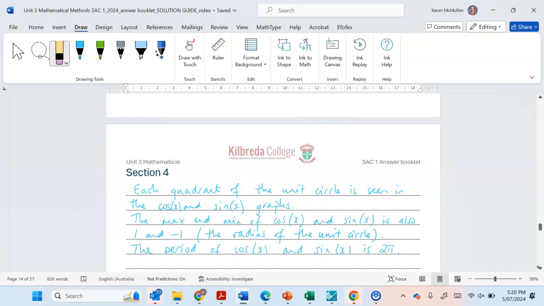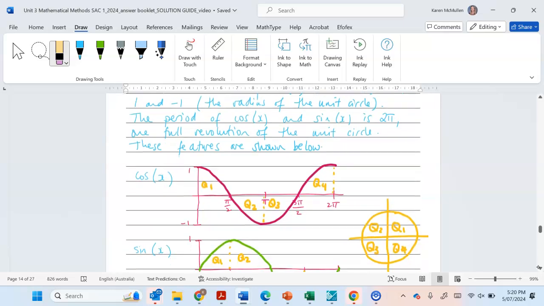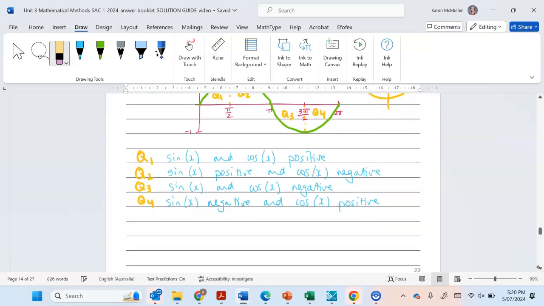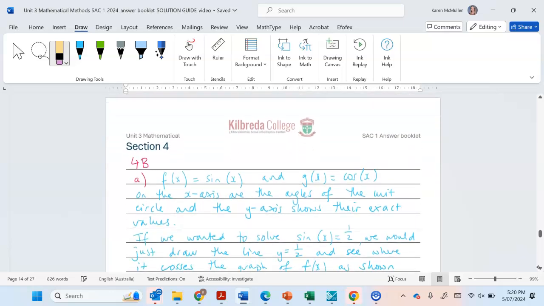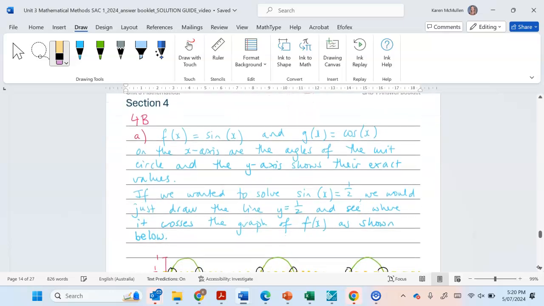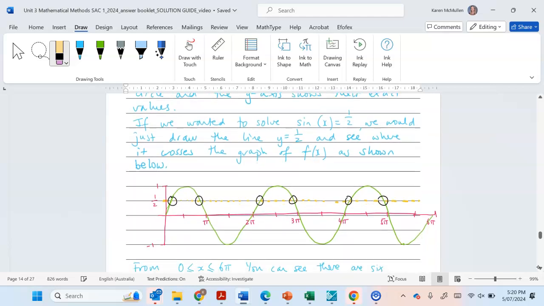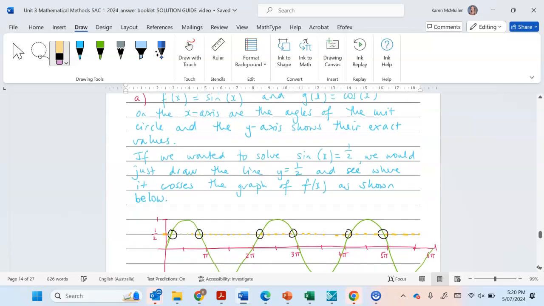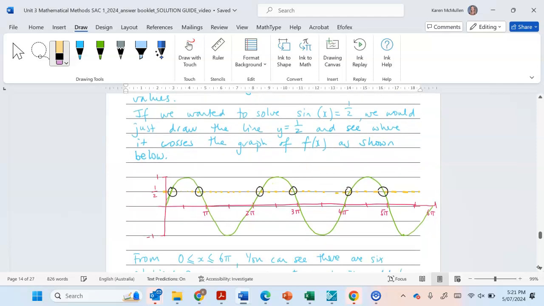Then talking about the graphs, I was really impressed if students talked about the quadrants and the graphs, where it's positive and where it's negative. Again, drawing the graphs correctly was important. Then sine and cos graphs, talking about solutions. Some people said the solutions were the x-axis. Not necessarily, but I didn't penalize you too much for that one.